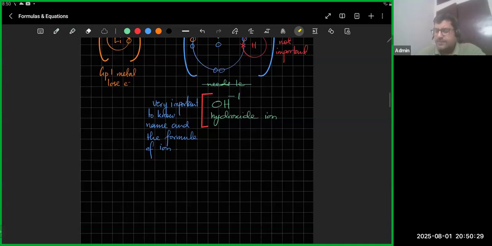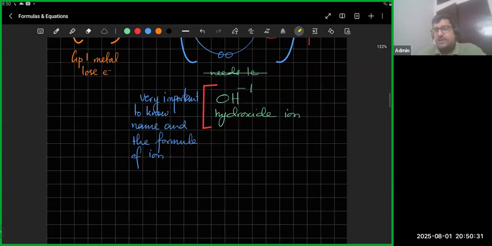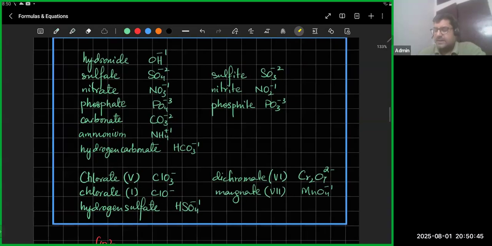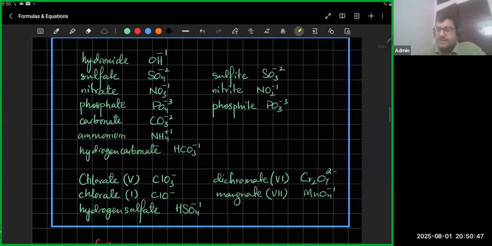All you need to know is that there are ions which are very common in chemistry and which are very, very important, and their formulas and their names have to be memorized. I've sent you screenshots of this, and I've sent you notes as well. So there's this entire list of polyatomic ions: hydroxide, sulfate, nitrate, phosphate, carbonate, ammonium, hydrogen carbonate, chlorate(V), chlorate(I), hydrogen sulfate, sulfide, nitrite, phosphite.